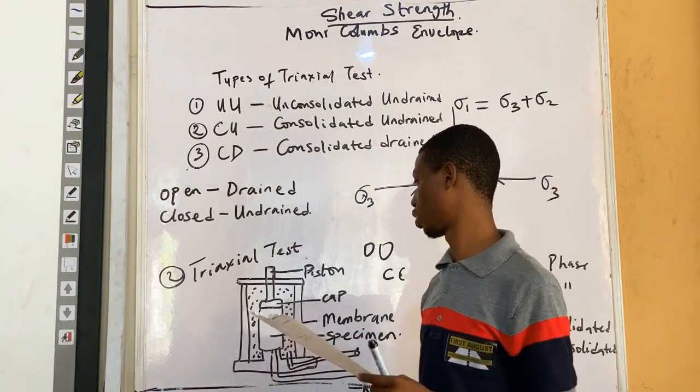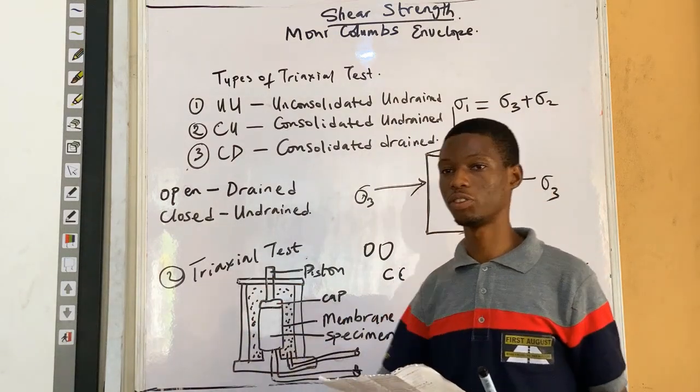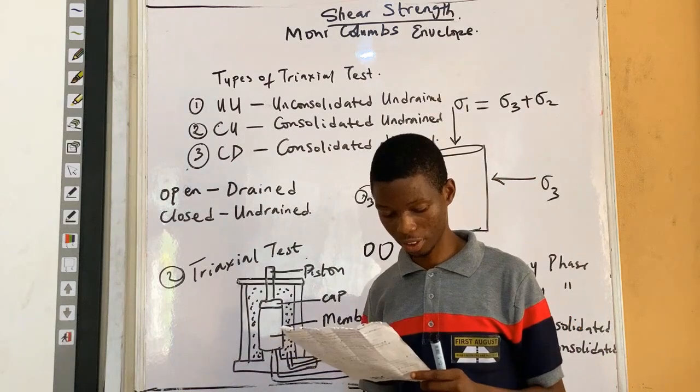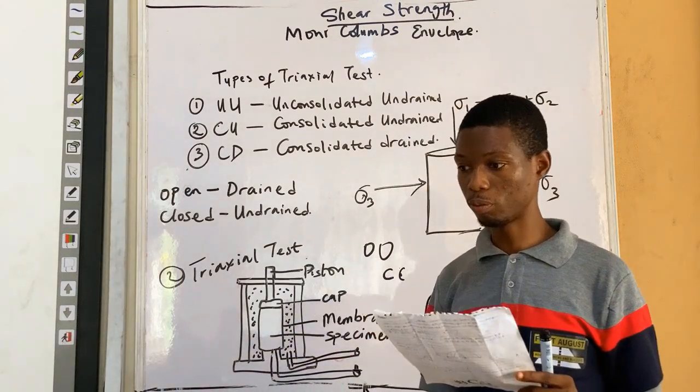Can be measured during tests. That means you can easily get our effective stress. Then number 3, more uniform.